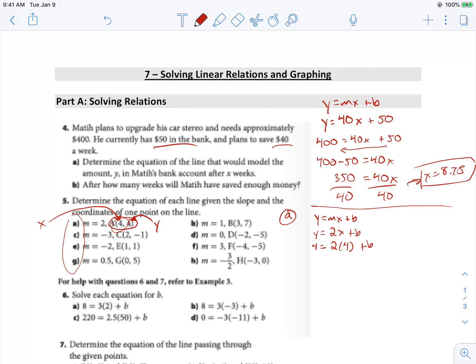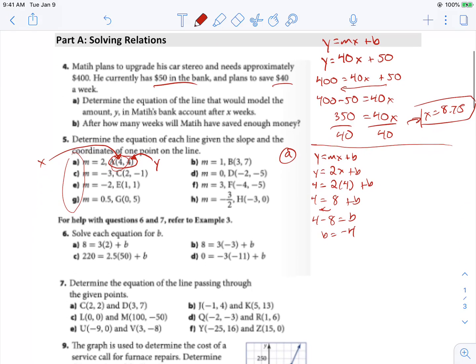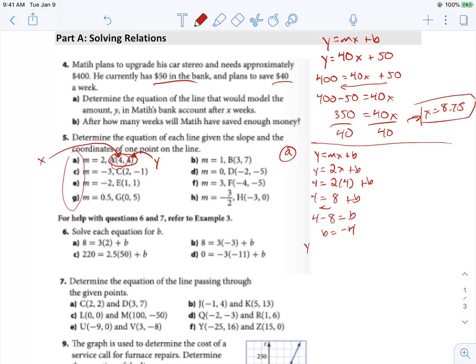And now we'll solve for this. So we can say 4 equals 2 times 4 is 8 plus b. Bring this over, we get 4 minus 8 equals b. So b is going to be equal to negative 4. This gives us a final answer of y equals 2x, and now instead of that plus b, we know our b value is minus 4. So our final equation will be that.